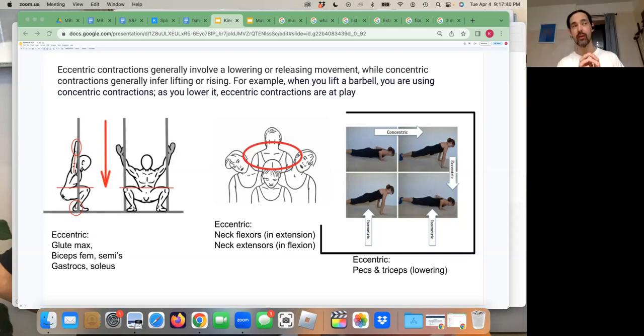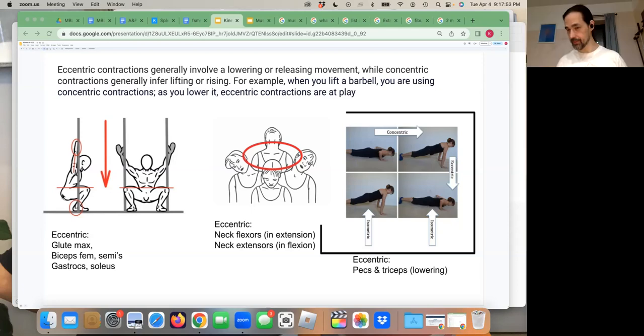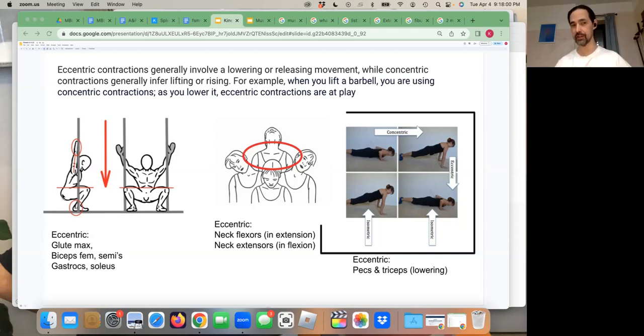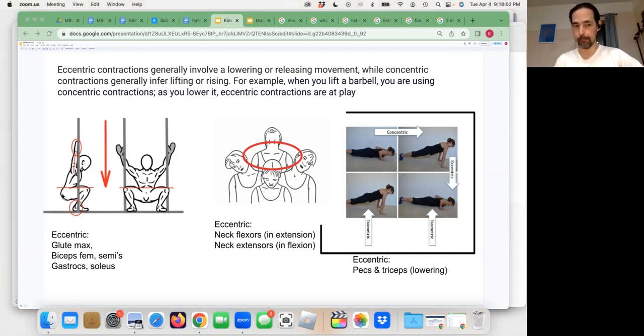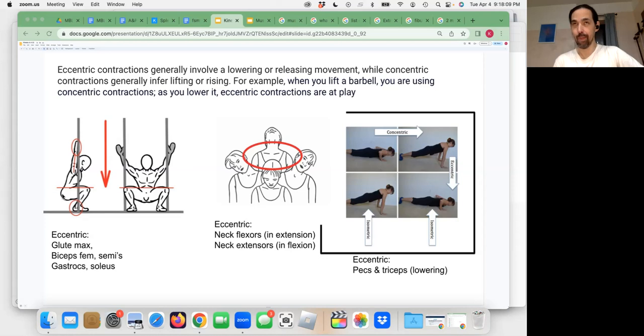So can you name which contraction is which in the quads and the hamstring, eccentric or concentric? Standing up, your quads are agonist. Yes. And your hamstrings are antagonist. Very good. Standing up, where is the concentric and where is the eccentric? Concentric is in your quads standing up. Good. The eccentric is in your hamstrings. Very good.